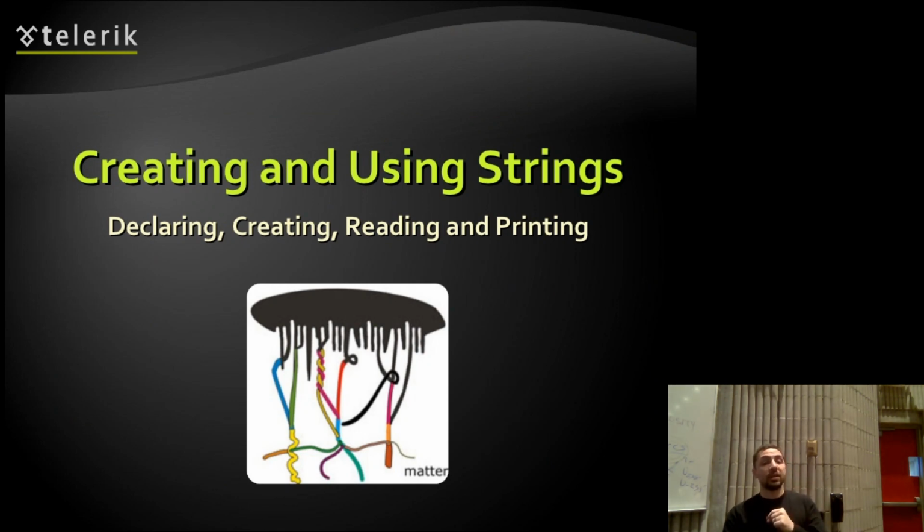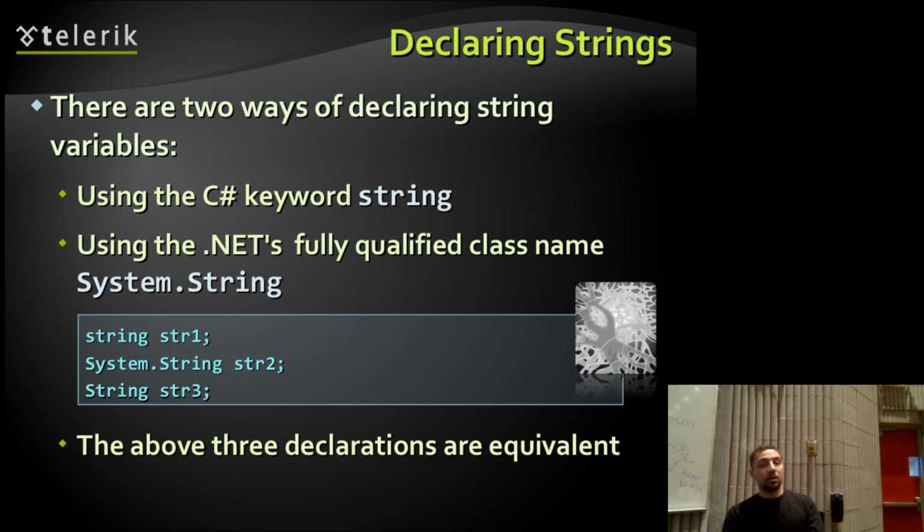Creating, declaring, reading, and printing. All three of the lines on this screen, string lowercase, System.String, String, are all the same with one proviso. The proviso is you have to have put using System at the top of your program. In order to use String, all in capitals, you have to have said using System. Now, the lowercase string, I believe, will work even if you don't have the using. System.String will work whether you have it or not. But they're all the same thing.